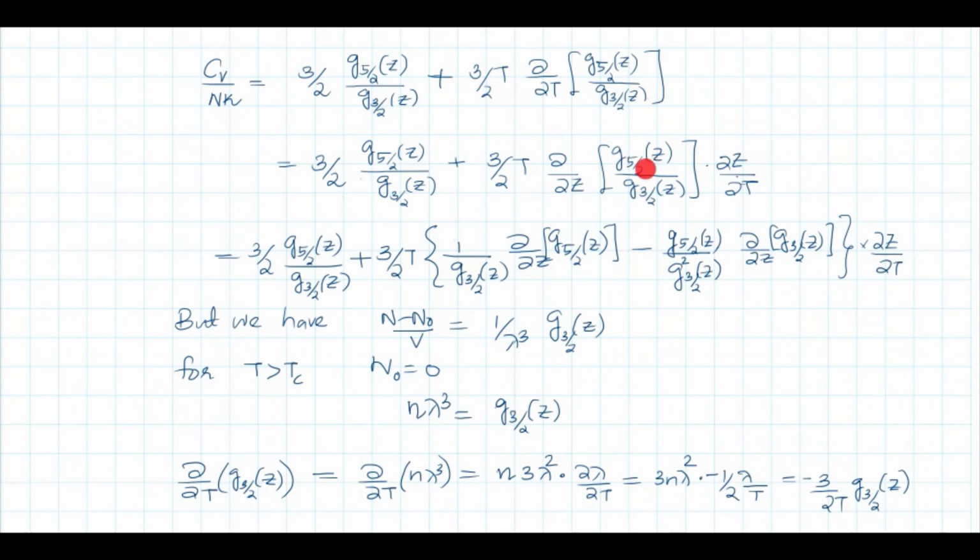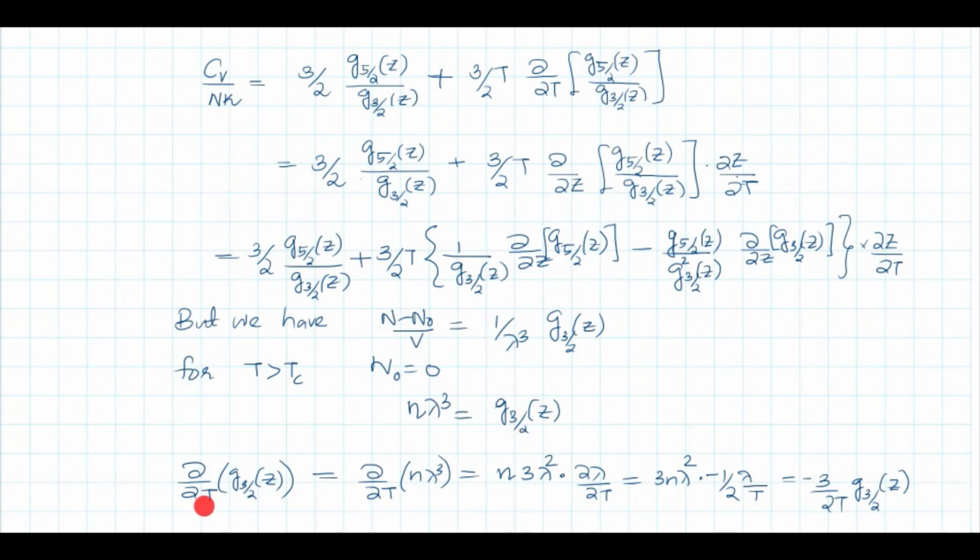Now this term you have to apply the product rule again. Take 1 by g 3 by 2 of z as constant, dou by dou z of g 5 by 2 z, minus g 5 by 2 z as constant, 1 by g 3 by 2 z, derivative is minus 1 by g 3 by 2 z square into dou by dou z of g 3 by 2 z multiplied with dou z by dou t. But we have this expression n minus n0 by v equal to 1 by lambda cube g 3 by 2 of z. For t greater than Tc, n0 is 0. So this becomes n by v, small n, lambda cube equal to g 3 by 2 z.